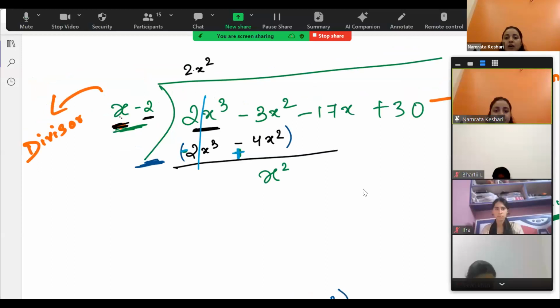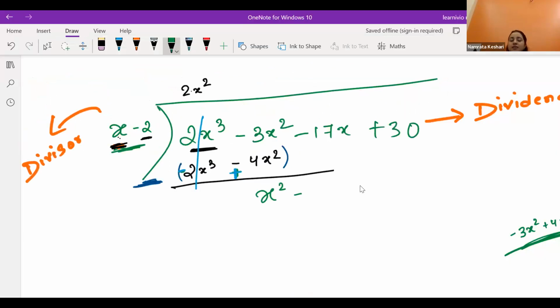Now we will copy paste this minus 17x over here and we will repeat the same process. We will look at the first term of the divisor, that is x, and the first term of the dividend, that is x square. And again we will ask the same question: what shall we multiply with x to get x square? Ma'am, x. Plus x or minus x? Plus x. What do we need? Plus x square. What shall we multiply with x? Plus x. Then only plus x square will be obtained.